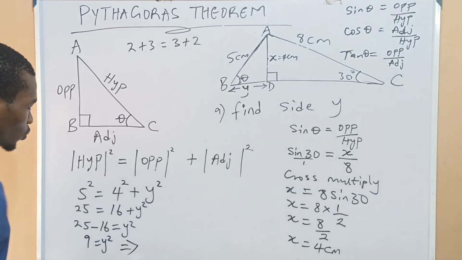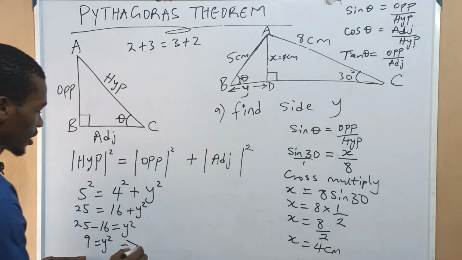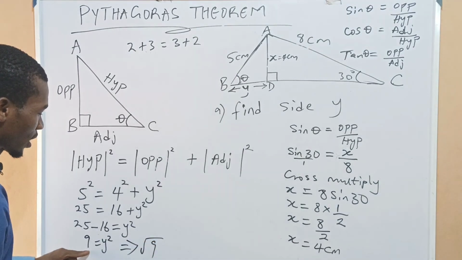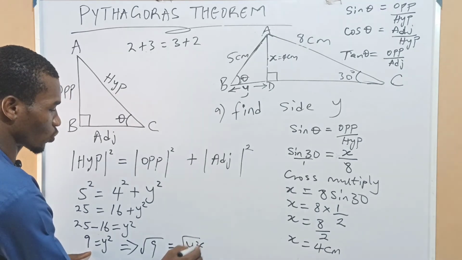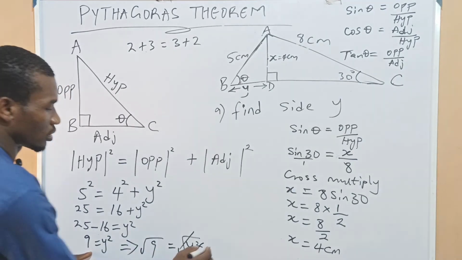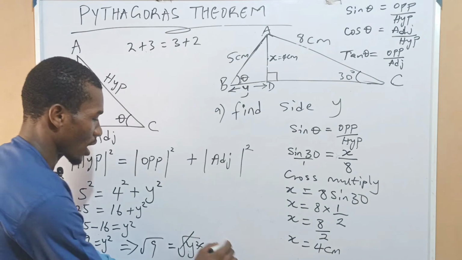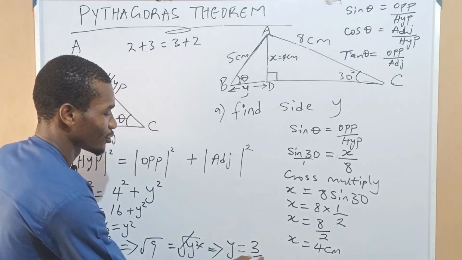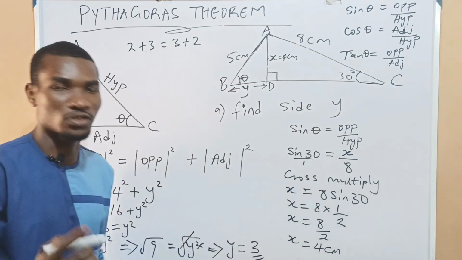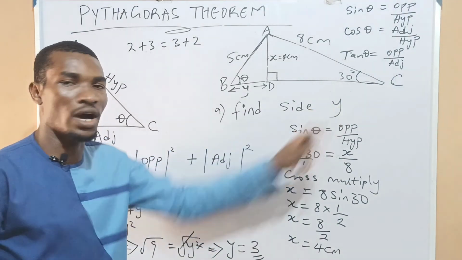This implies that when we take the square root of both sides, hence we have square root of 9 is equal to square root of y squared, such that the square will cancel out the square root. Then this implies that our y is equal to square root of 9, which is 3. So our y is 3, and we succeeded in finding the side y.